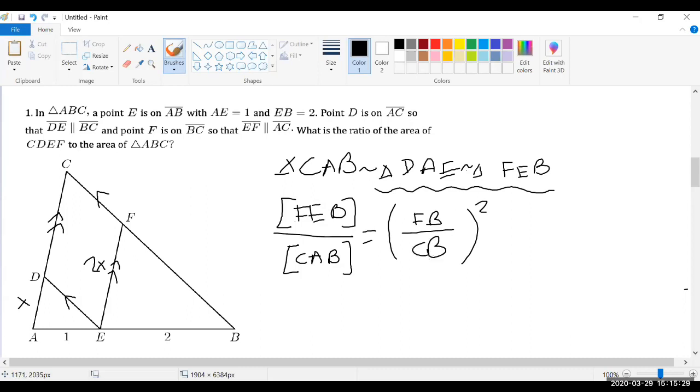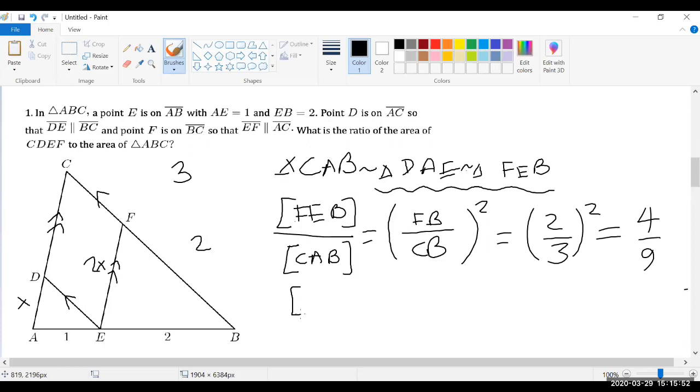For these similar triangles, you can look at the ratio of the side lengths to figure out what the ratio of the area is. And it's just going to be that squared. So FB over CB is 2 to 3. We don't even need to know the lengths to figure that out. So that's 4/9.